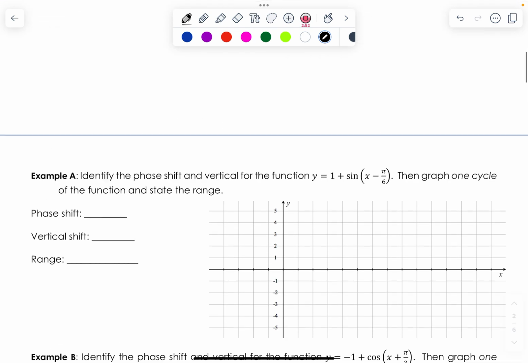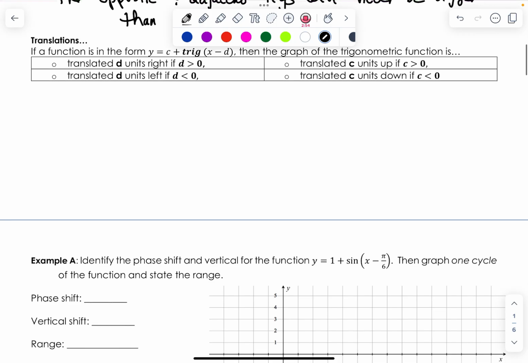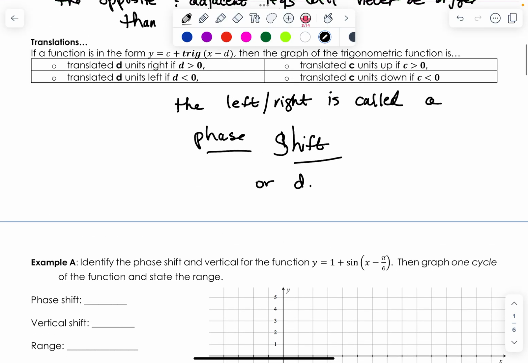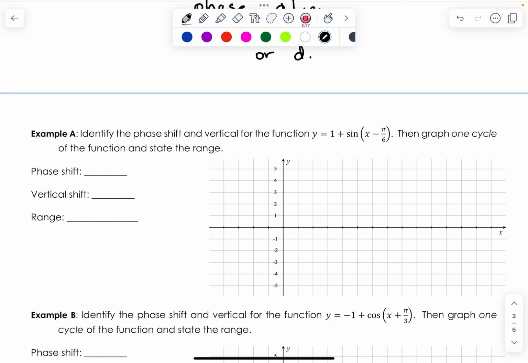It says identify, and remember the left-right shift in trig is called a phase shift, the d value here. So in example A, it says identify the phase shift. It's the opposite of what you think, so it's actually going to go right pi over 6, and then it's up 1.